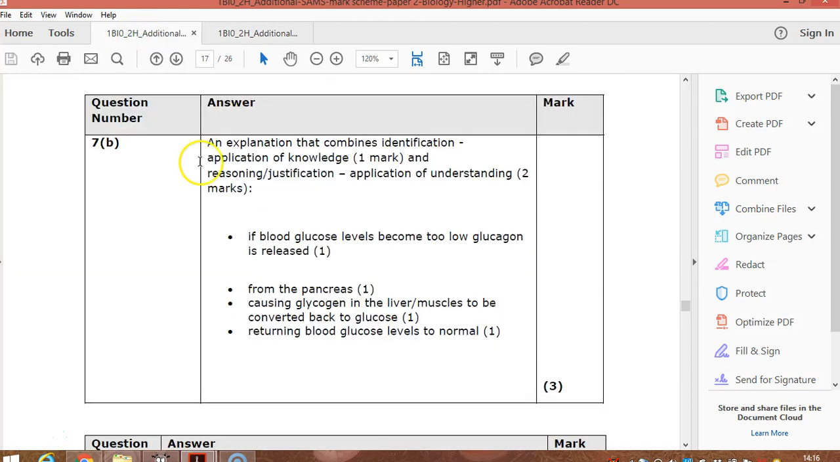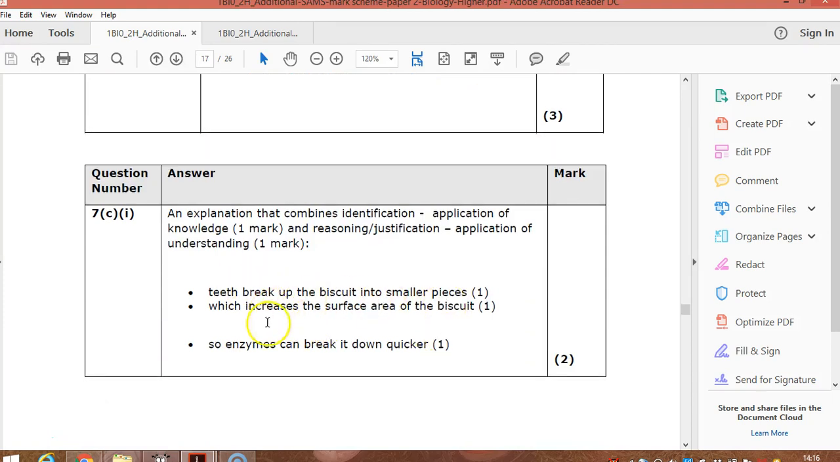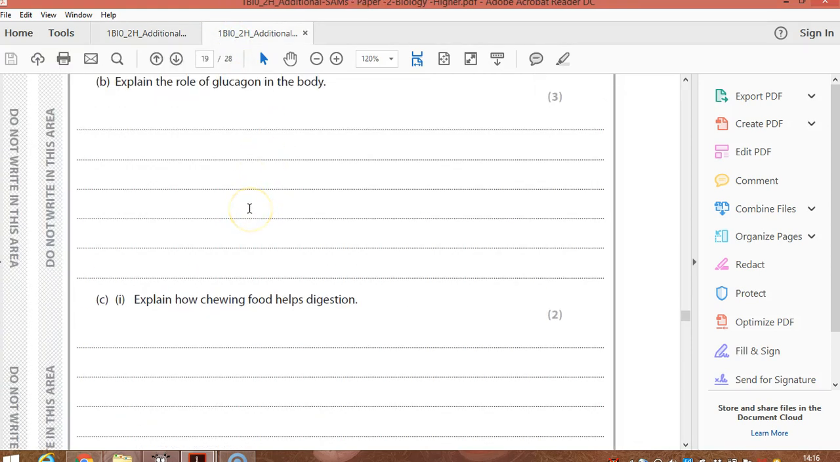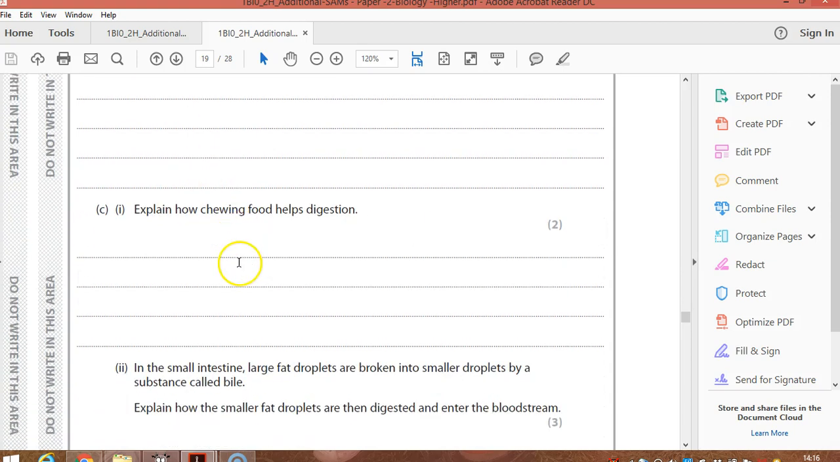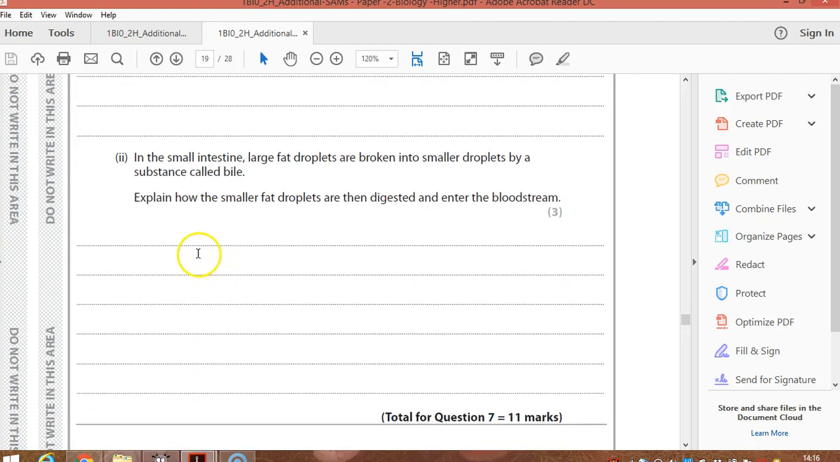Explain how chewing food helps with digestion. Off you go. The answer is breaks up a biscuit into smaller pieces, which increases the surface area of the biscuit so enzymes can break it down quicker. Now, if negative feedback loops is one of the most prevalent things in paper 2 biology, then surface area must be the second most prevalent thing in paper 2 biology, or all of biology, because chewing is covered in surface area. Also, adaptations of animals is surface area. Enzymes is surface area. So surface area. If you ever see something about breaking something down into smaller pieces, it is probably to increase the surface area.